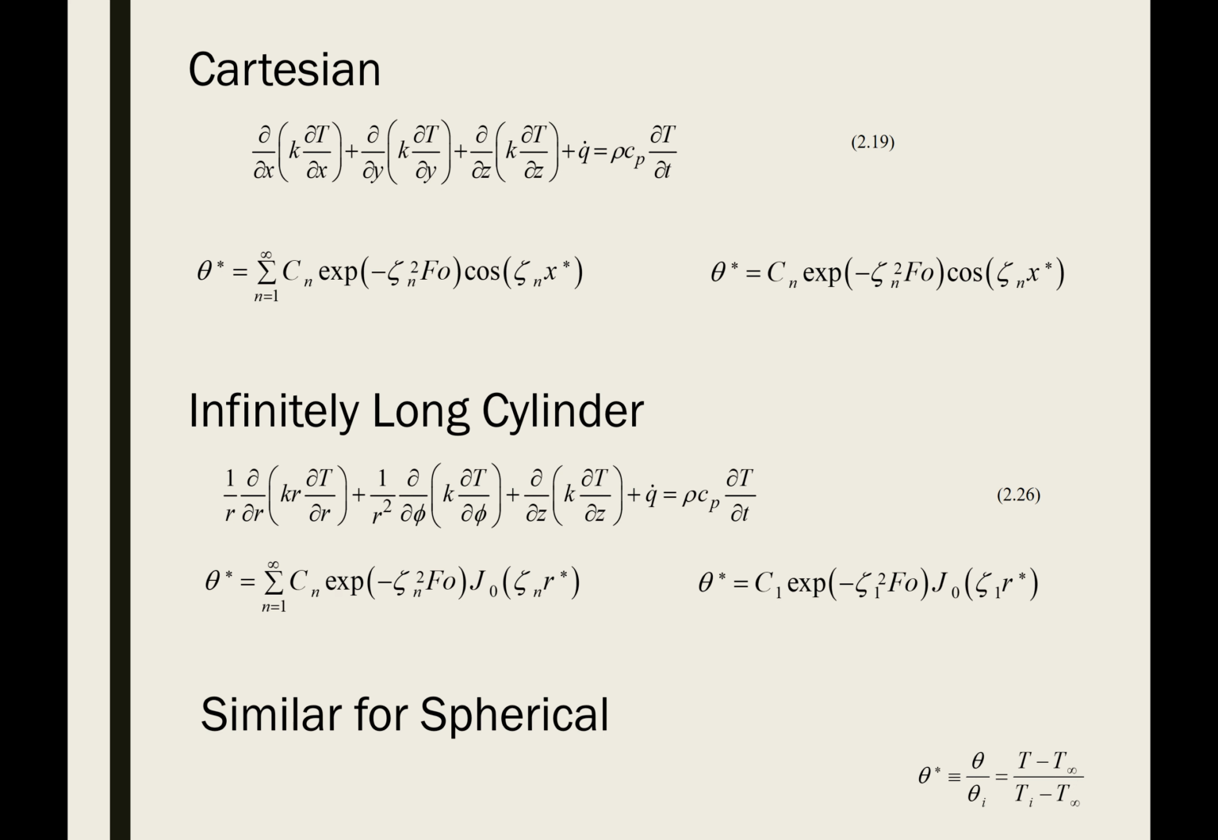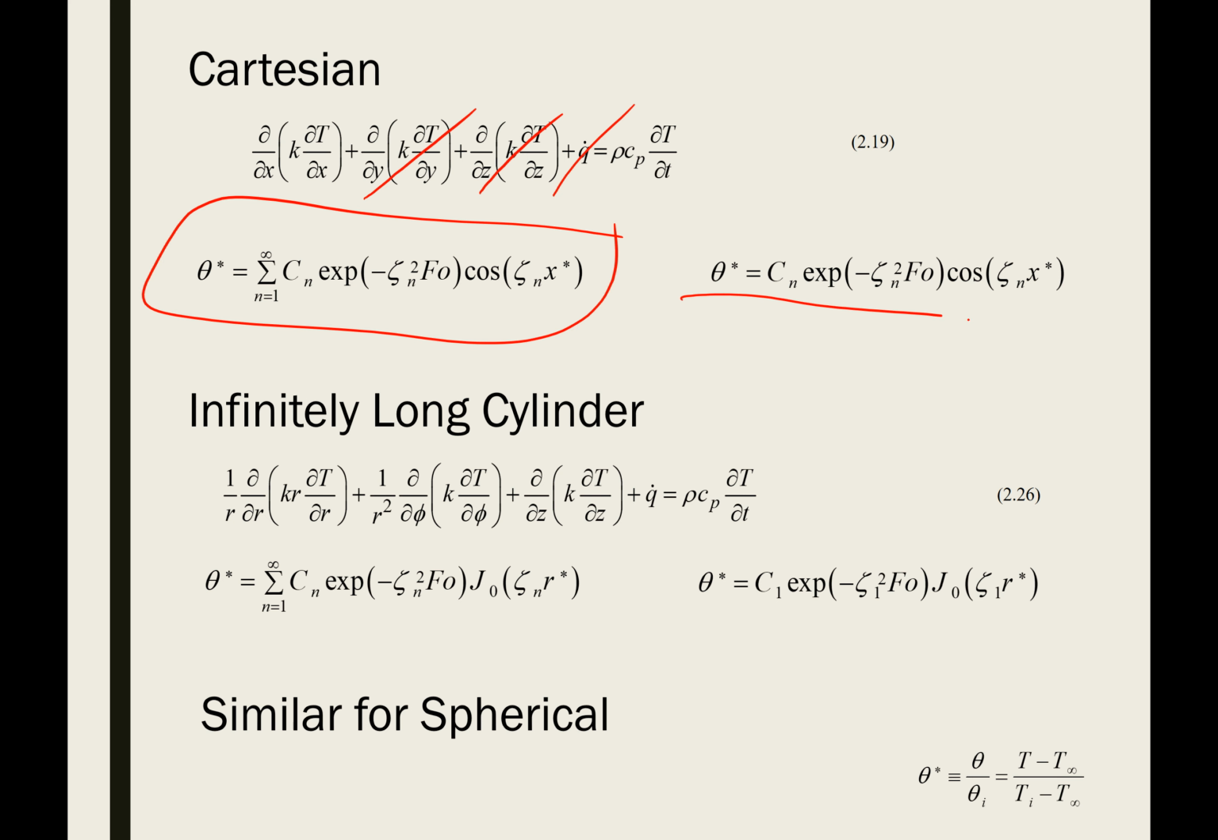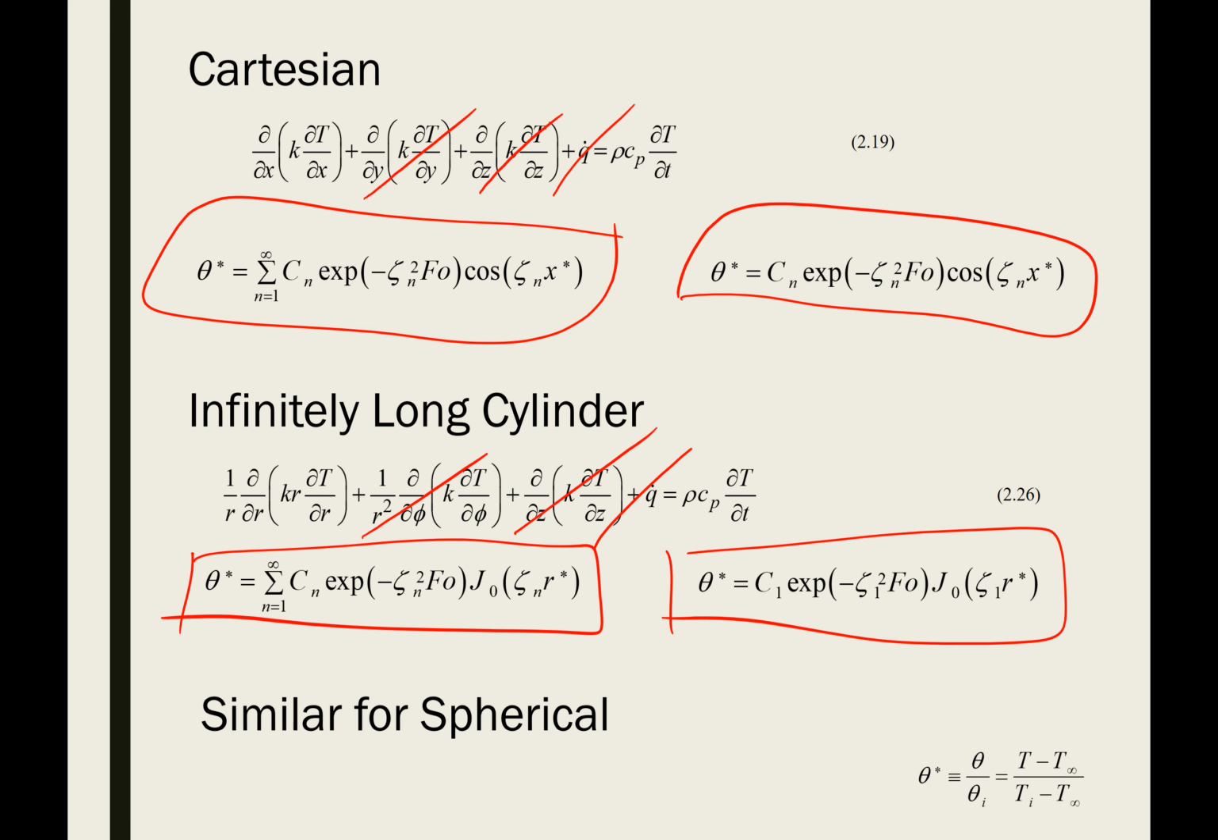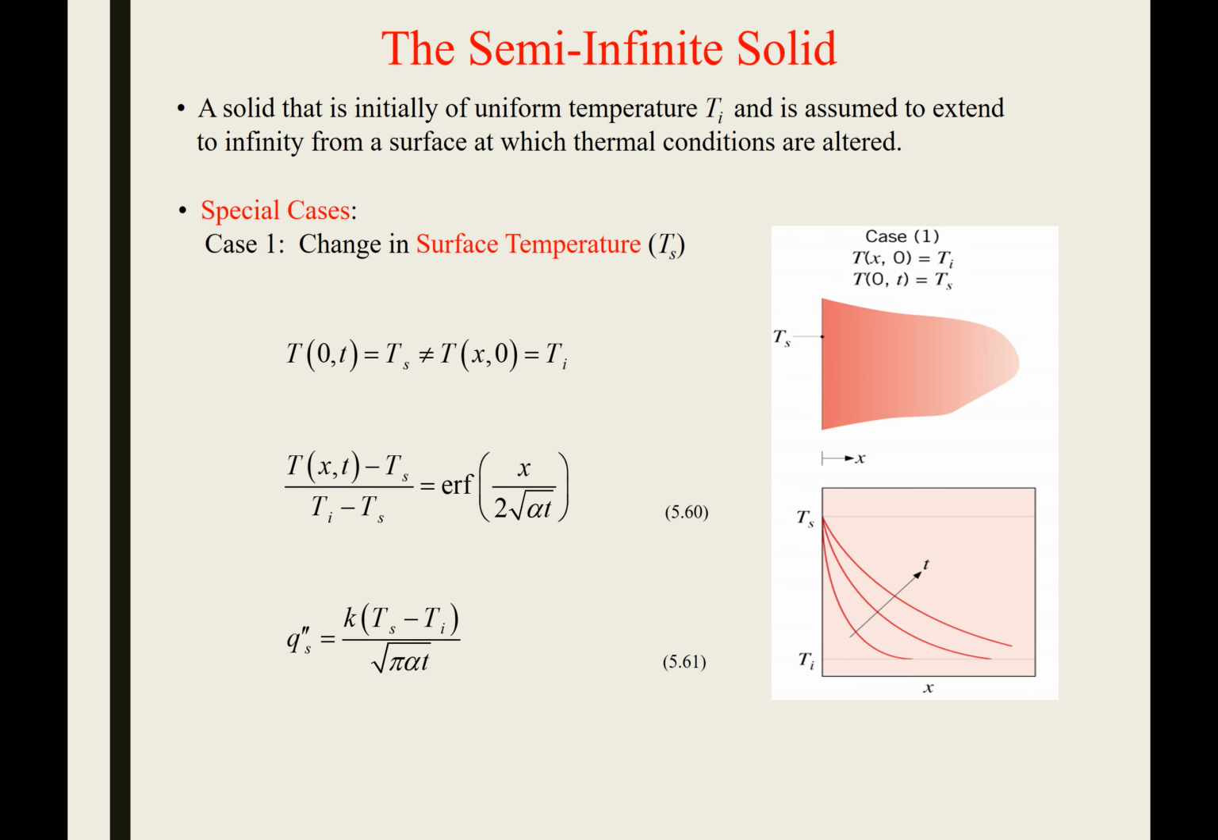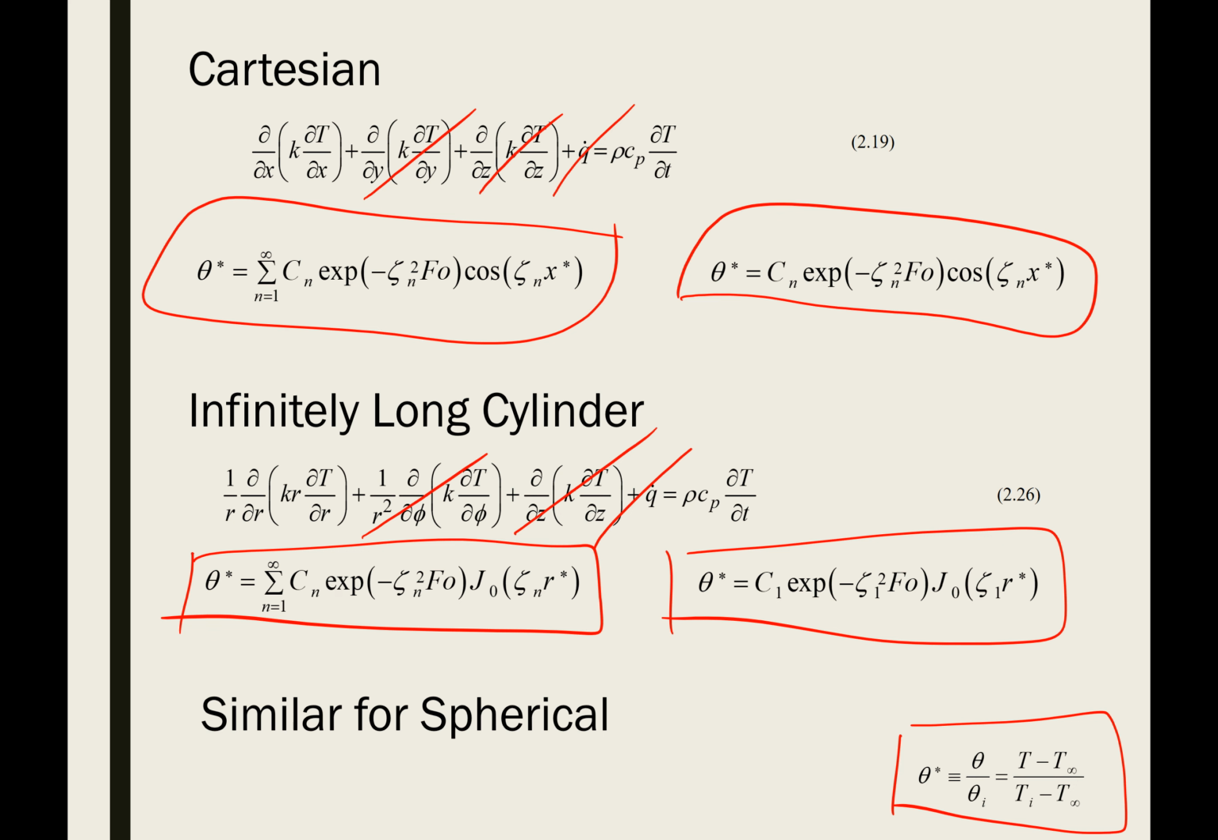So for Cartesian systems, we're solving the heat equation, but we're getting rid of those things, and we're ending up with a solution like that under these specific boundary conditions. The one-term approximation is just taking that first term of this infinite series. For the infinitely long cylinder, we don't care about those things, and our solution looks like this, and we can take that first term. Keep in mind that our theta star is defined like that, and this is similar for a spherical system. There's just a different functional form that you can find in the book. Okay, that's a good stopping place.